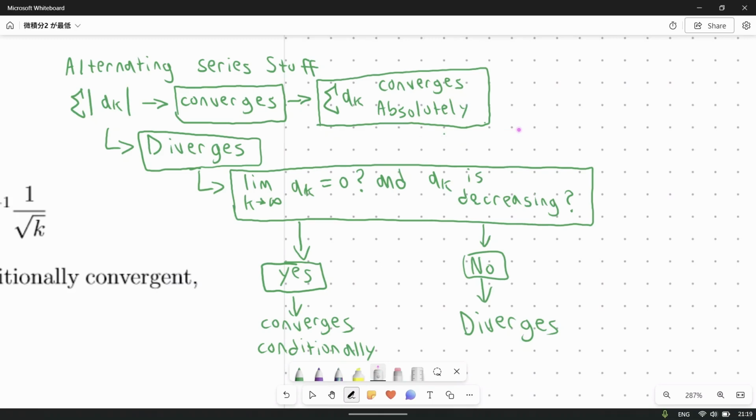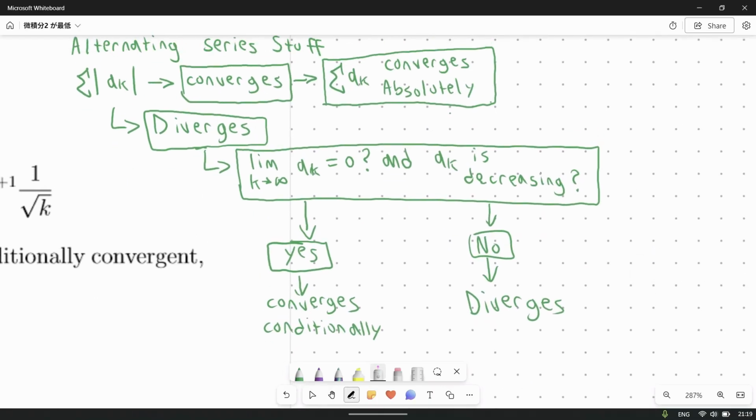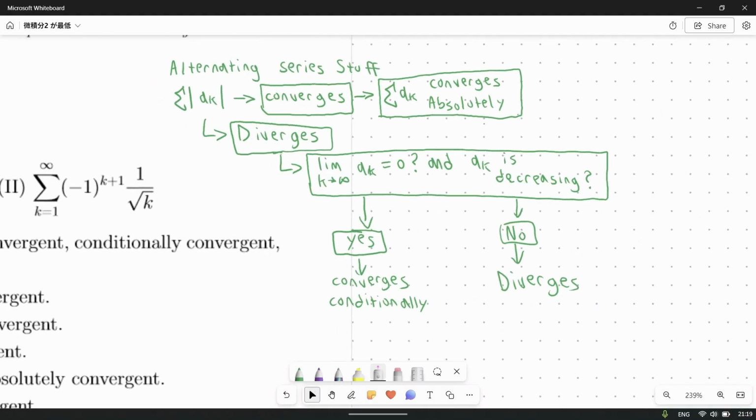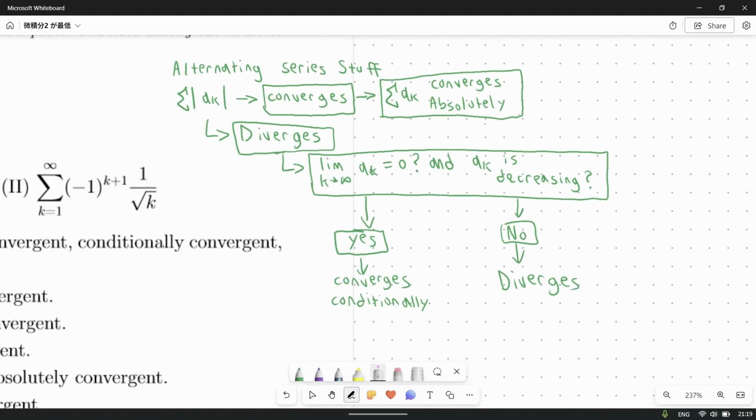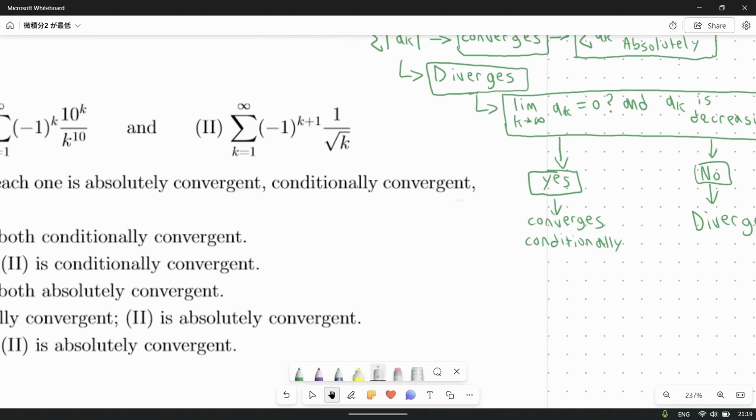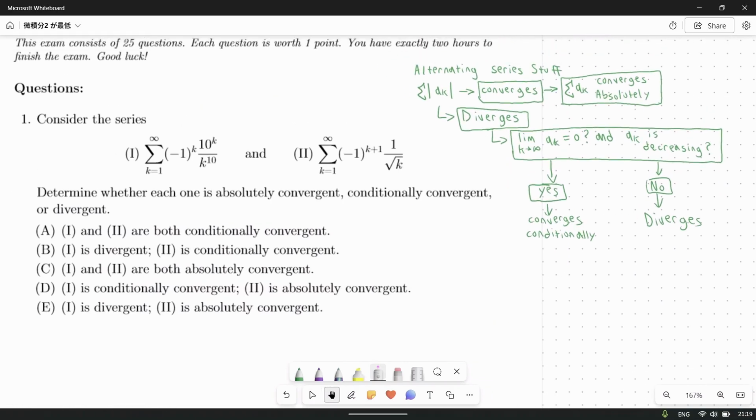The next thing you'd have to do is check for these two conditions over here. You need to see if the limit of your series as k approaches infinity goes to 0, and you also need to see if your series is decreasing. If both of those conditions are met, then you will end up with conditional convergence. Otherwise, your series is going to diverge. That's the general behavior of an alternating series, and now we can apply those rules here.